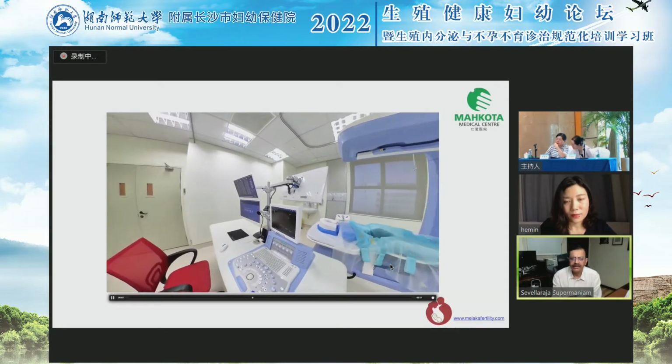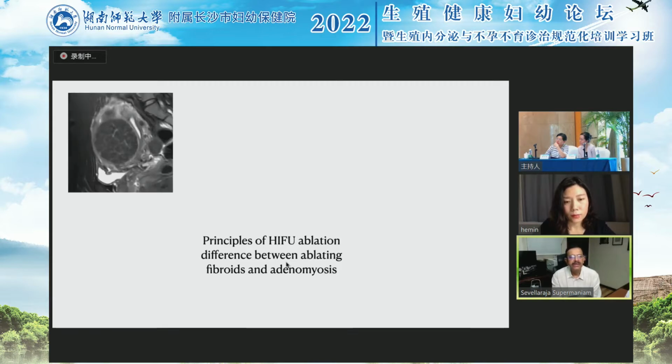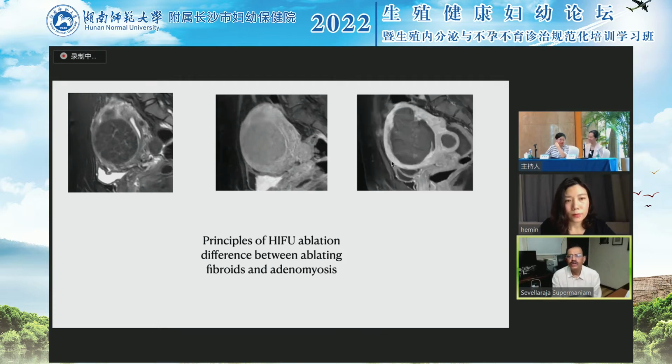machine here. Okay, I will briefly mention the principles of HIFU ablation. What is the difference between ablating fibroids and adenomyosis? Now here we can see a fibroid, and this is the contrast MRI of a fibroid. So when we do ablation for fibroid, there is a capsule, so the ablation can usually be contained within the capsule.